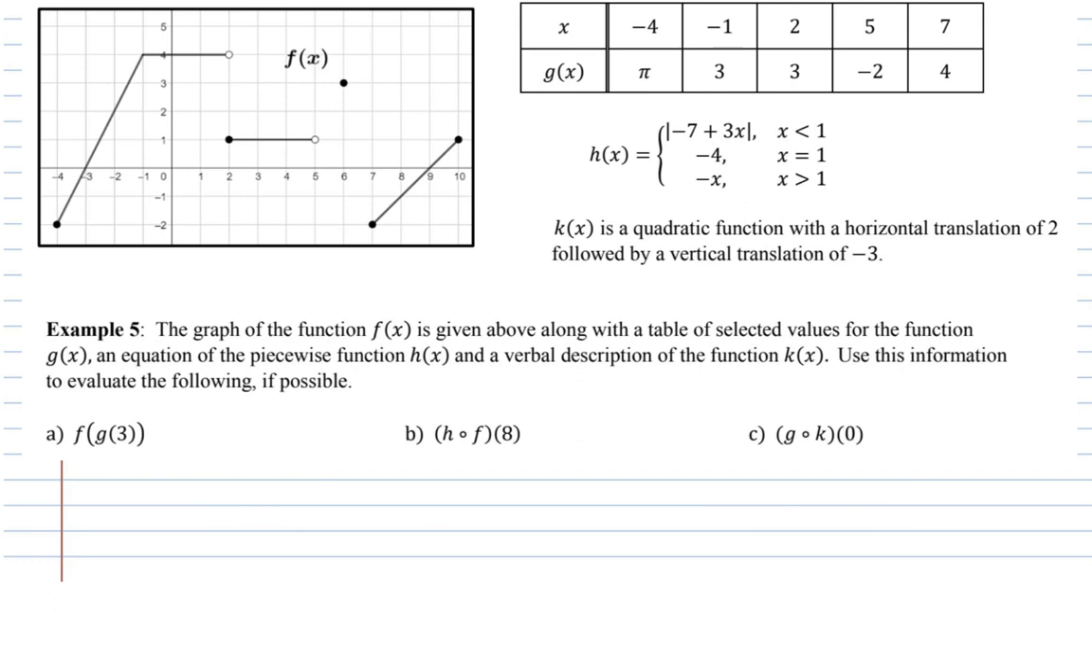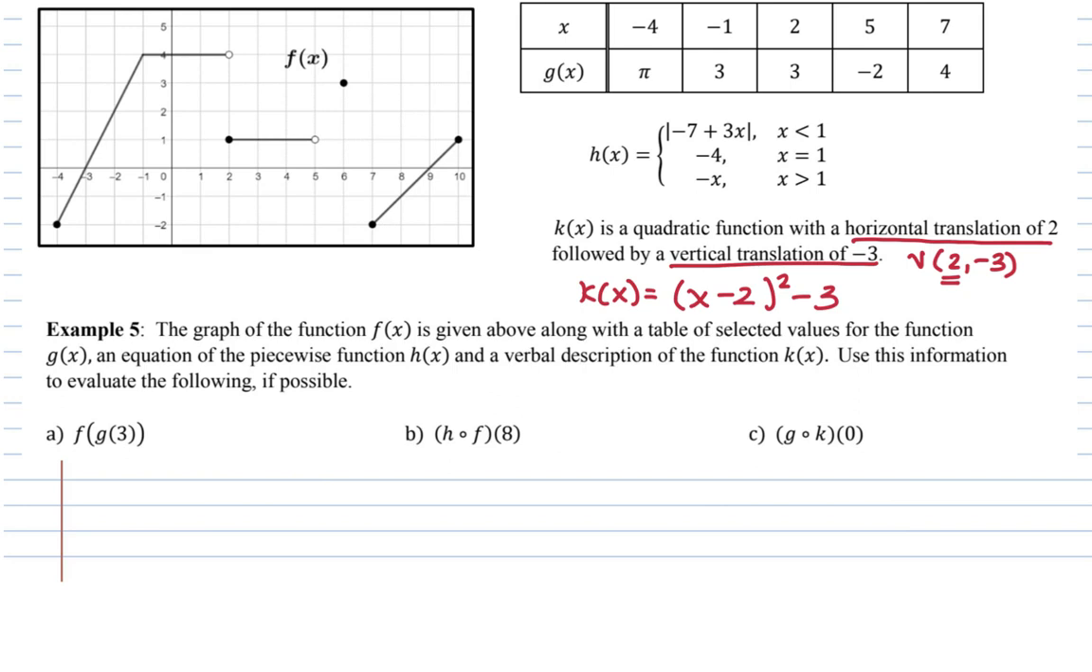Since it says that the quadratic function is a horizontal translation of 2 units and then a vertical translation of 3, that means your vertex is (2, -3). That means your k function, if you remember correctly, is a quadratic, so it's going to be squared. It's going to be the opposite of 2, so it's -2, and then -3. So that's my actual k function, if you remember stuff from Math 2.